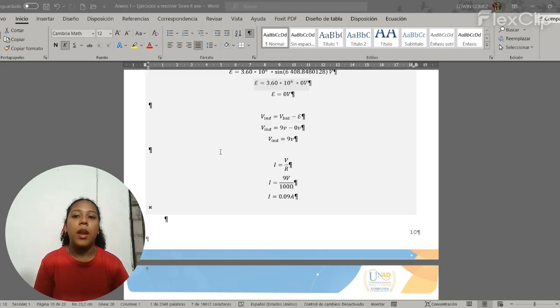Finally, the problem shows how magnetic flux depends on geometry, field orientation, and time, and how these variations give rise to induced electromotive force. It also demonstrates the connection between electromagnetic induction and basic circuit analysis through Ohm's law.